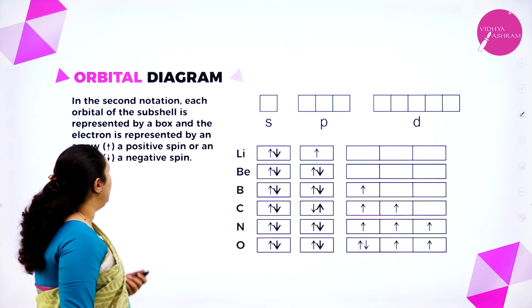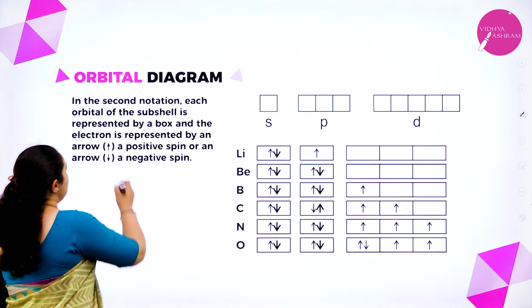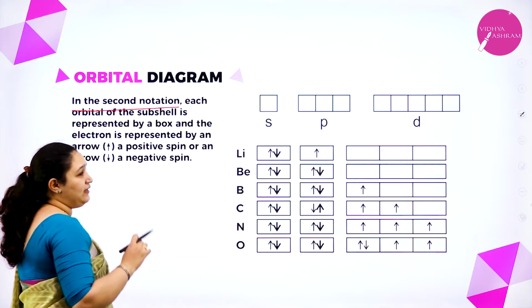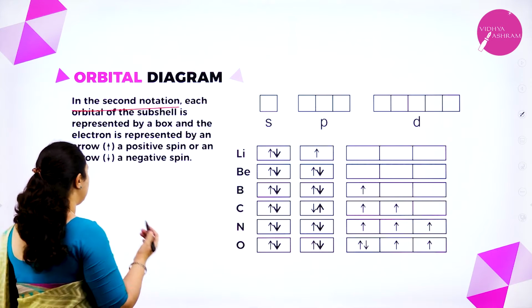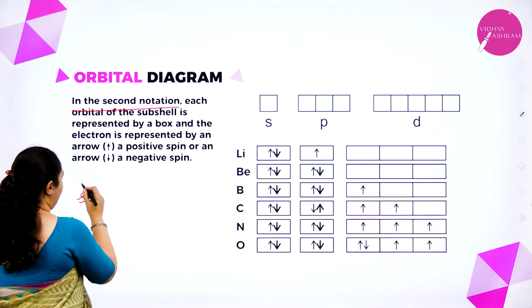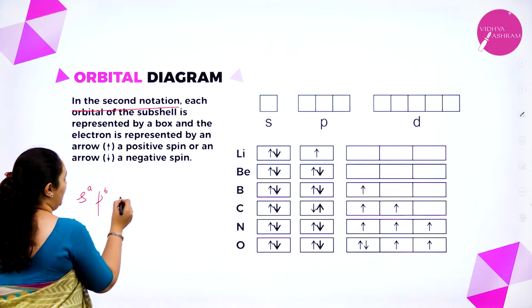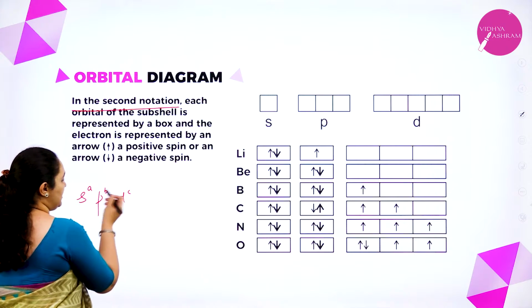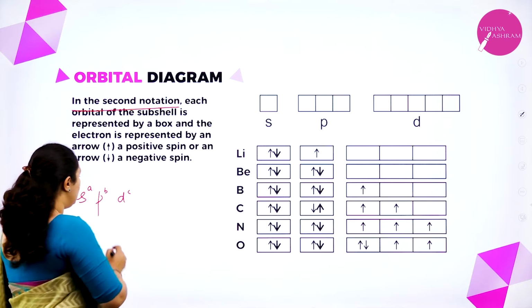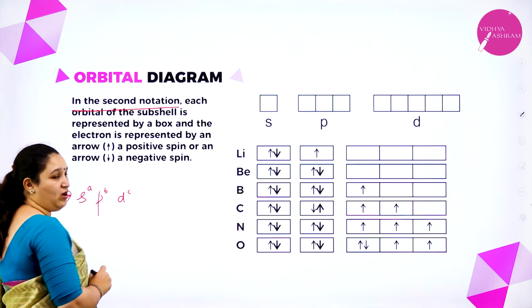Next we have the orbital diagram. This is the second type of notation to write the electronic configuration. The first notation which we already learned: for the s orbital, how many electrons are there? We just write about it. Then for the p orbital, above it we write this is a, this is b, this is c. So these a, b, c are the number of electrons present. So this is one way of writing the electronic configuration.